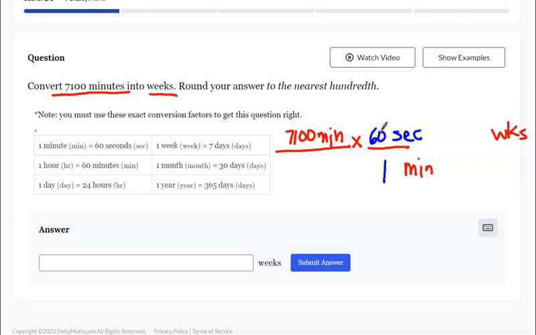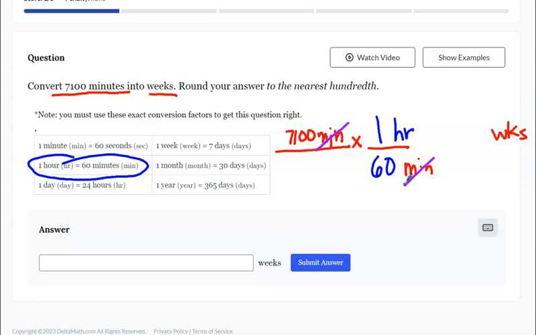Ooh, that's crazy. I'm getting smaller. I don't want to do that. Seconds will not get me to weeks, so we need to rethink that. Do I know anything else about minutes? Oh, yes. Here's another one. I know that 1 hour is 60 minutes. There's the cross-off that I want, but hours are not weeks.